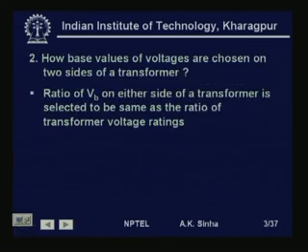The second question was, how are base values of voltages chosen on two sides of a transformer? Well, the answer to this question is, the ratio of base values on either side of a transformer is selected to be the same as the ratio of the transformer voltage ratings.